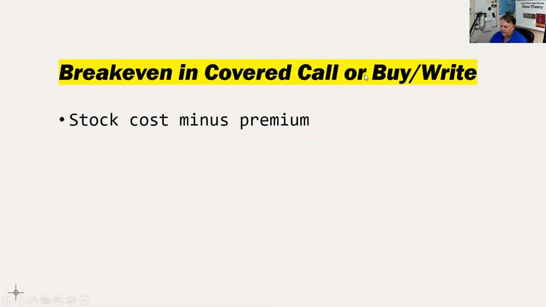All right, so we also have covered calls or buy rights, where we buy the stock and we write the option. Whenever you sell options, it's a minus. When you buy them, it's a plus, or if you short. So anyways, let's put one up here to look at. I buy 100 shares of Apple today at 125 a share. That's what it's trading at right now. And if that's all I do, my break-even is 125.